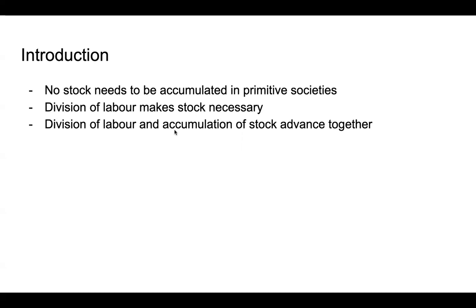Because as division of labor is carried out further, the productive power of labor increases. And as a result, we can accumulate more stock, because more is being produced. And also, as the productive power of labor increases, the same number of workmen need more materials to work on, because they're producing more. They need more materials and more tools to work with. So as a result, the division of labor and the accumulation of stock go hand in hand.